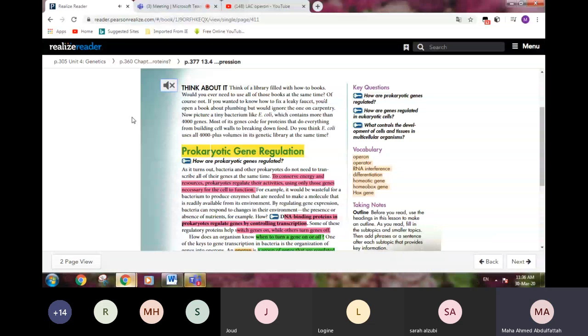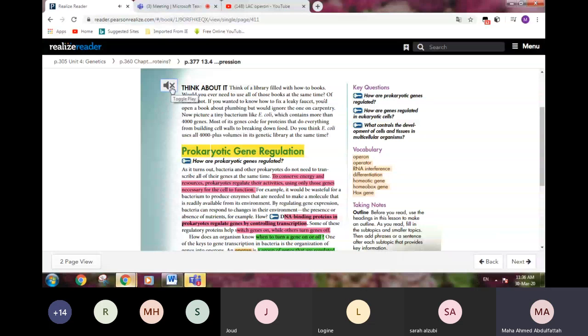Now picture a tiny bacterium like E. coli, which contains more than 4,000 genes. Most of its genes code for proteins that do everything from building cell walls to breaking down food. Do you think E. coli uses all 4,000 plus volumes in its genetic library at the same time?